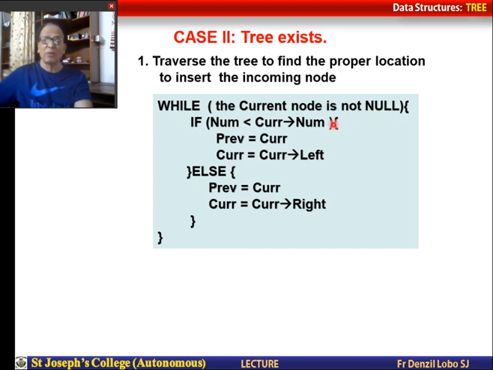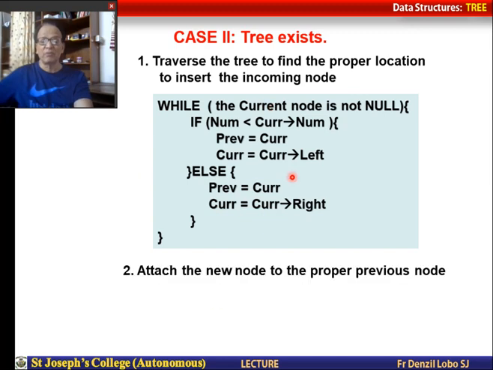What do I do? If the incoming number is less than the current number, then I traverse the left subtree. So previous is equal to current, current is equal to current left. If the number is greater than the current number, then I traverse the right side or right subtree. Previous equal to current, current equal to current right. So this is how I traverse the tree, starting with the root.